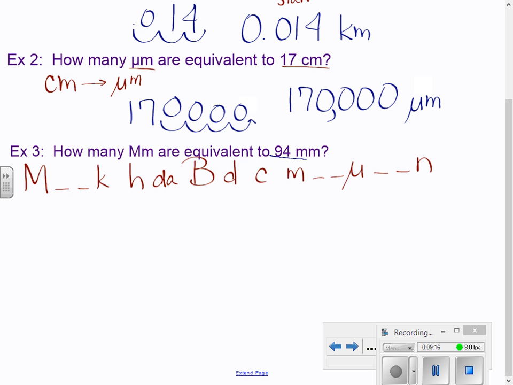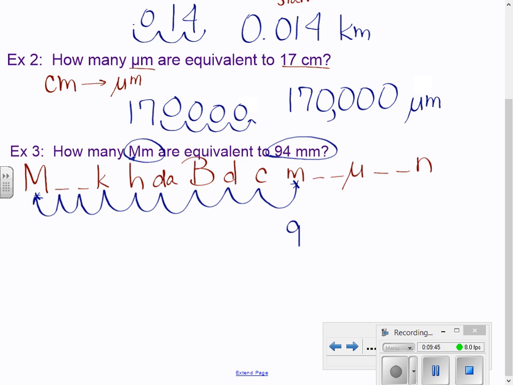All right, so this time we're going to start with 94 mm. We have a capital M, little m. So the capital M is our prefix, the little m is your unit. So we're going from mega to milli. So this is a long distance. So ready? 1, 2, 3, 4, 5, 6, 7, 8, 9. 9 places, all to the left.